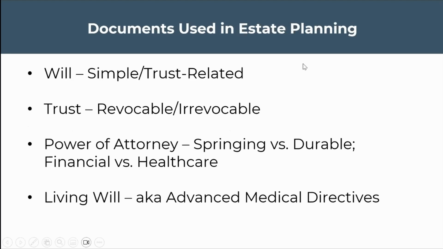So, documents used in estate planning. We got wills. You can have a simple will that just leaves everything outright. You can have a will that has a trust in it. You can have trusts. Two big categories would be revocable and irrevocable. Power of attorney. You can have springing powers. You can have durable powers or general durable powers. You can have financial and healthcare.